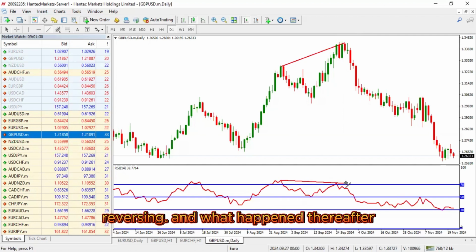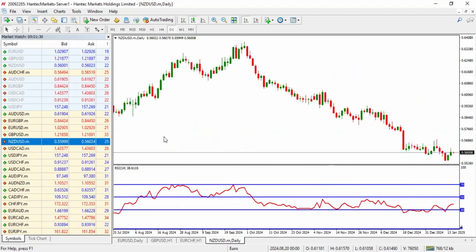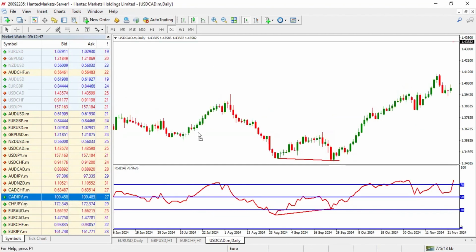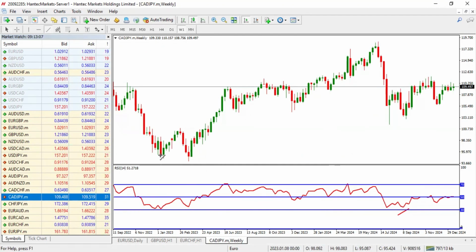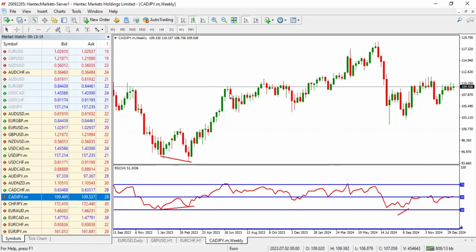And what happened thereafter? The market reverses and started selling. Let's look at the bullish version of it. Let's look at CAD JPY. In CAD JPY, market printed a lower low like this. The RSI printed a high and a low. So this is a perfect disagreement, telling us that sellers are exhausted. And what happened thereafter? The market reverses and started buying.